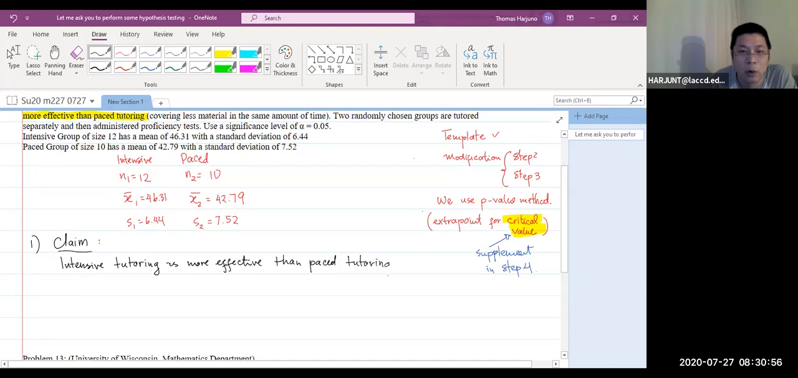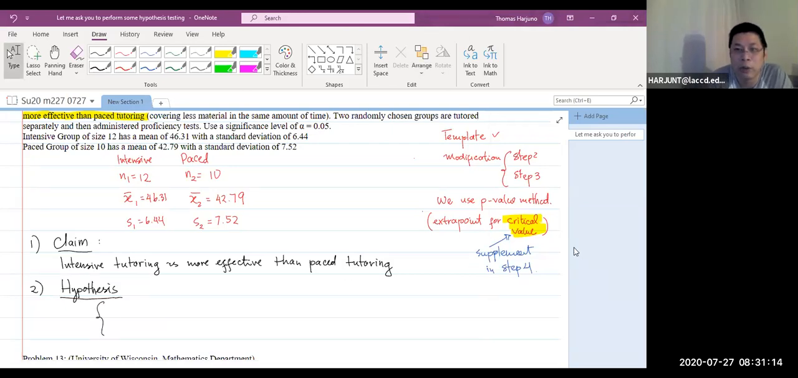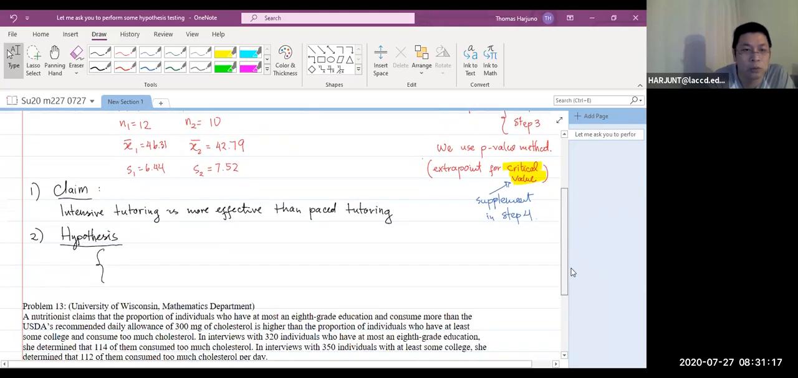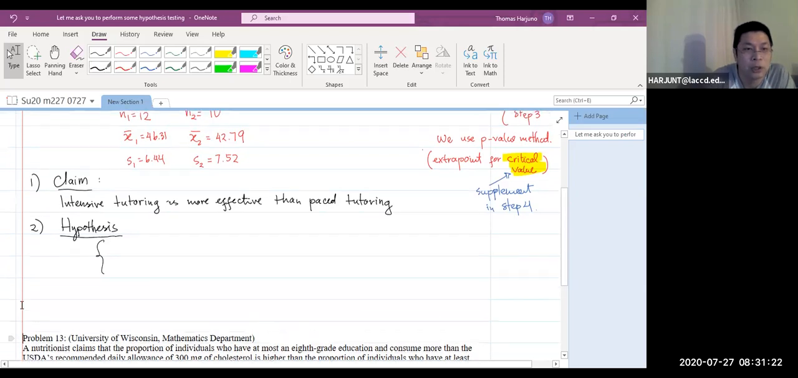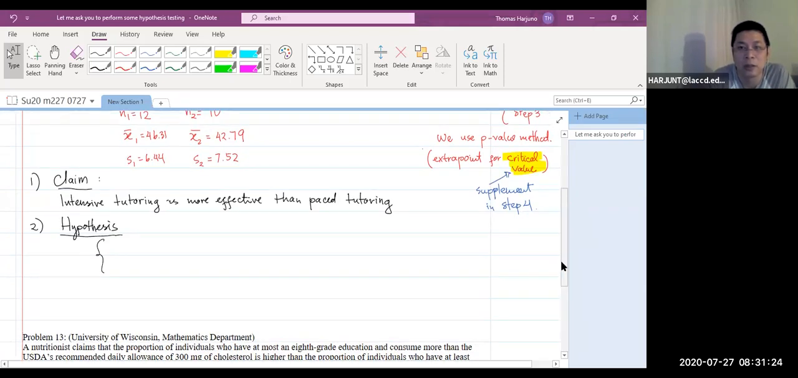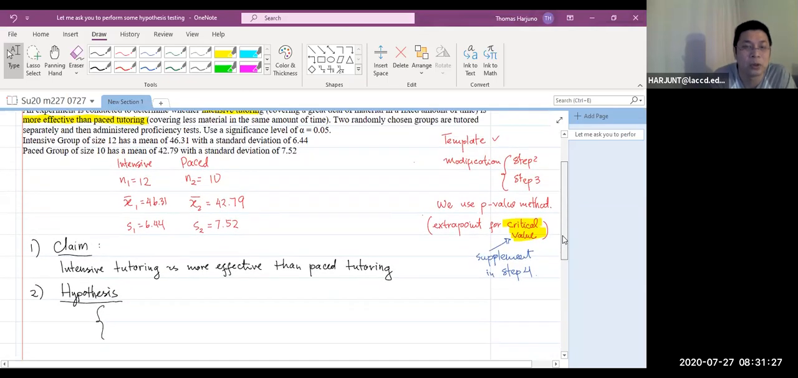Now, when we say more effective, it means it should result in better grade. Okay? Hypothesis. The reason we do tutoring is not to make students happy. Just like when we run class, the purpose should not be to make students happy. The purpose should be on the result, which result gives us a better outcome. So the more effective means that's the alternate hypothesis.